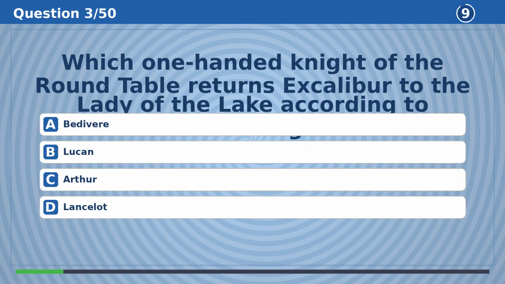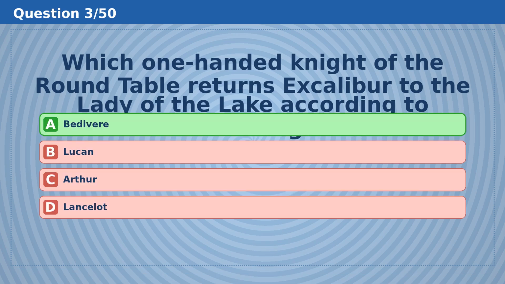Which one-handed knight of the Round Table returns Excalibur to the Lady of the Lake according to Arthurian legend? The answer is A, Bedivere.